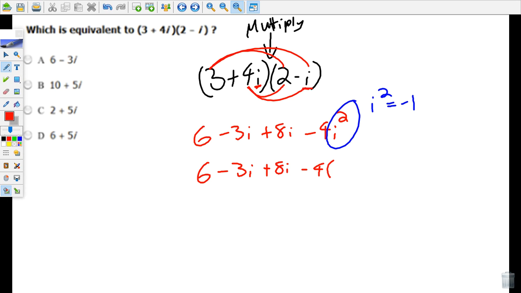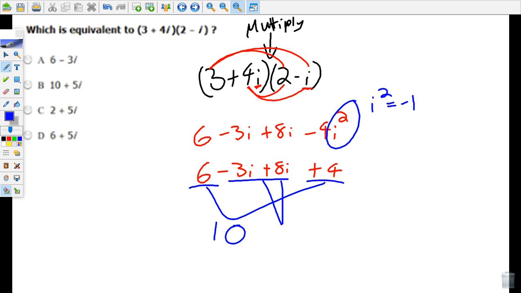So I have negative 4, and then times negative 1. So you see, all I've done is change i squared to negative 1. Now I also realize that negative 4 times negative 1 is a positive 4, so I'm just going to go back and fix that as a plus 4. And now it's just combining like terms. So we have 6 plus 4, which combines to give us 10. And we also have negative 3i plus 8i, which combines to give us 5i. Negative 3 plus 8 is 5. So we have 10 plus 5i, which is answer choice B in this case.